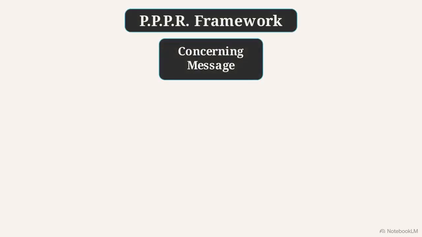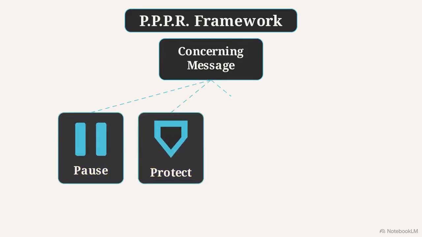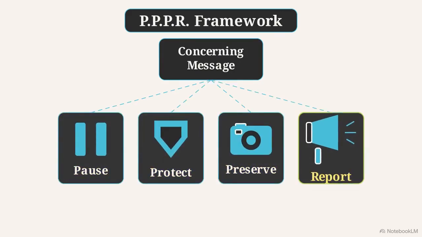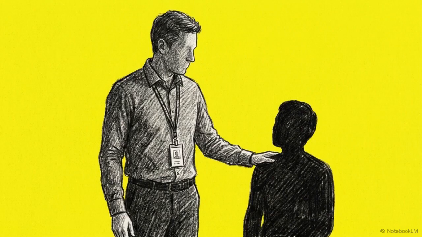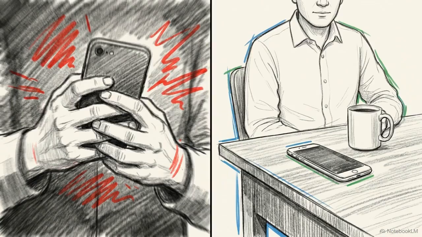Instead, this diagram maps out a proven 4-step method to handle the situation: pause, protect, preserve, and report. To execute this sequence, you only need a secure device and a specific trusted adult you can go to for help. Managing digital threats requires a controlled, private protocol that shifts control away from the person causing harm without putting you in the line of fire.